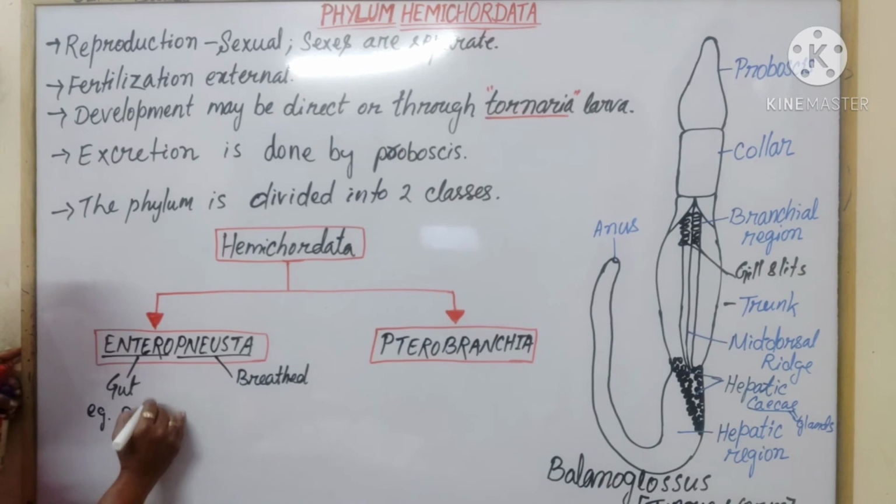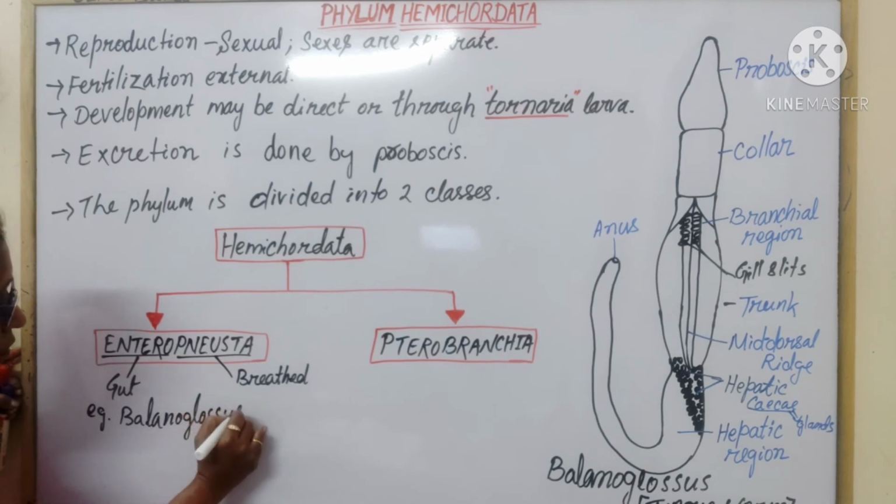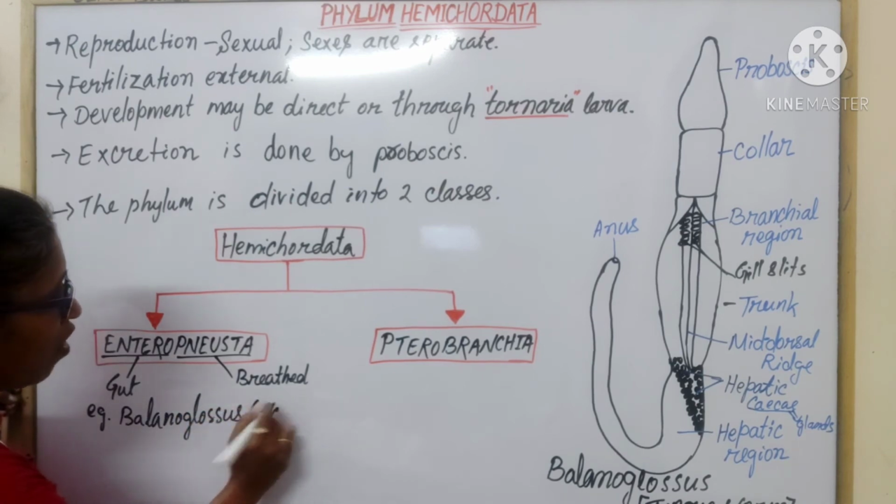This animal is Balanoglossus, commonly known as acorn worm.